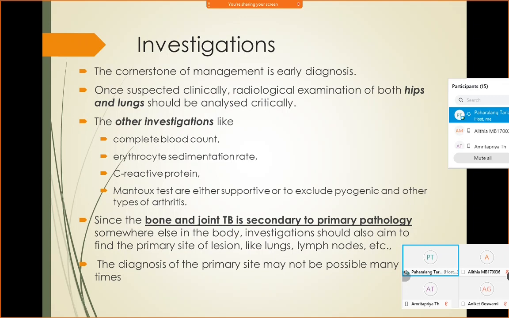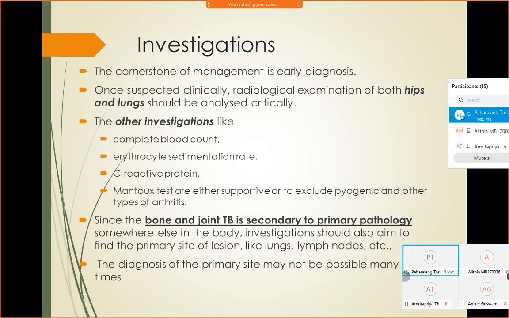So I mentioned that this is basically a secondary cause. You should also think that there's a primary lesion elsewhere. So it's important to look out. Say you have to perform an X-ray of the chest. But sometimes you might not be able to find out the primary pathology.